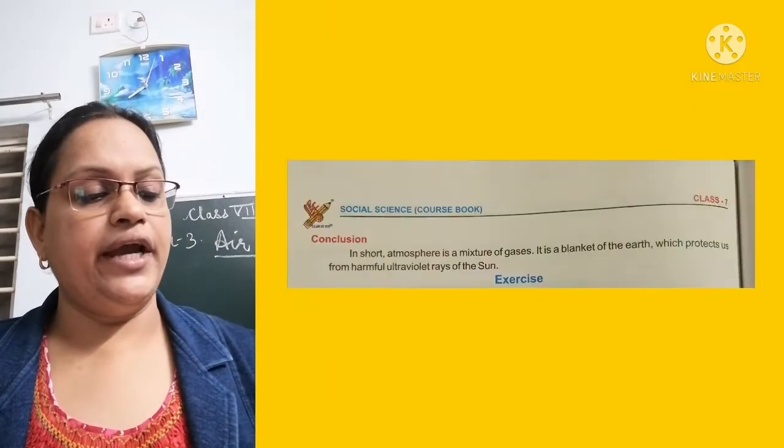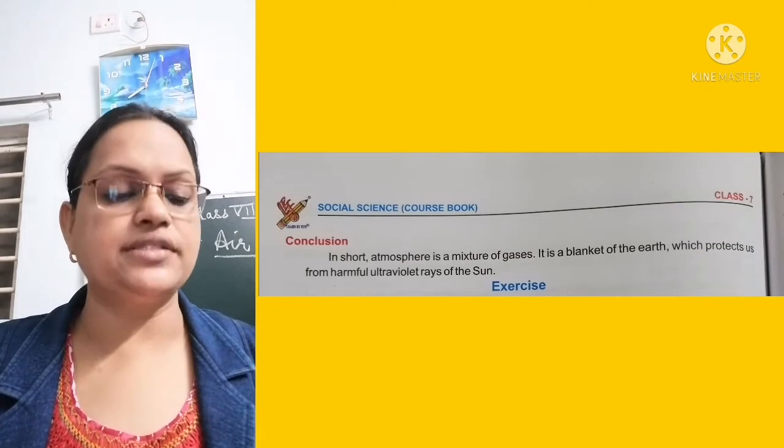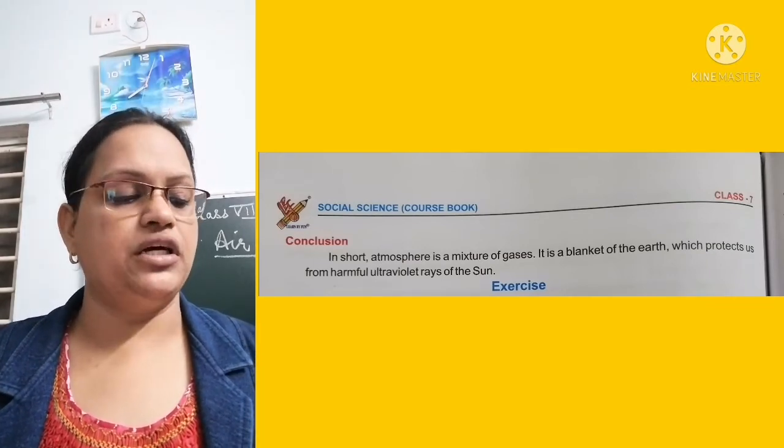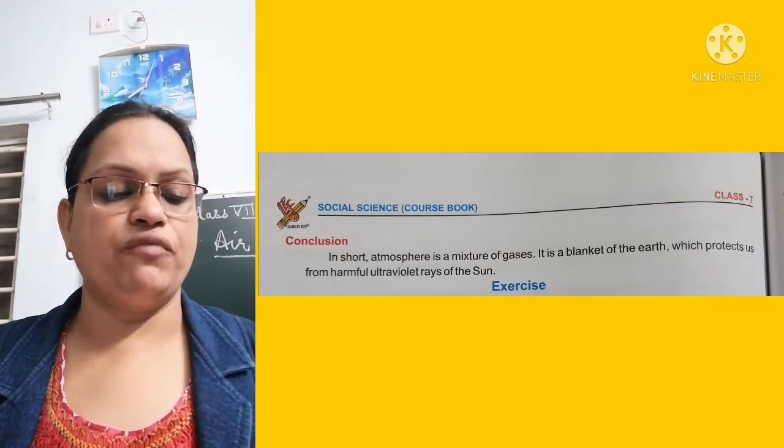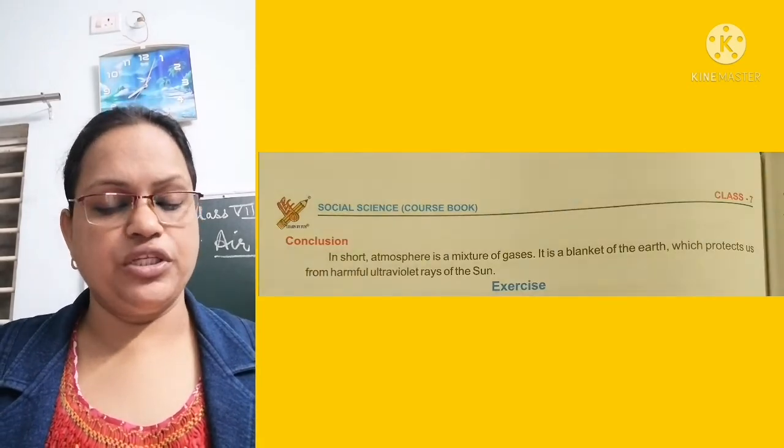So let us come to the end. In short, the atmosphere is a mixture of gases, the blanket of the earth which protects us from the harmful ultraviolet rays of the sun. I hope you understood the lesson.